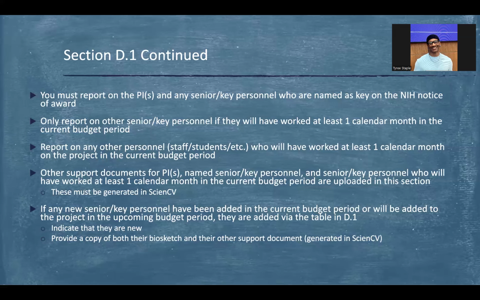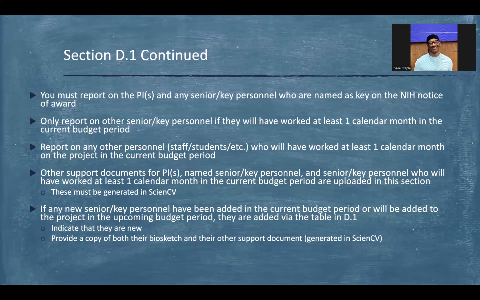So that has been a really positive change of all of this because it's creating a lot less burden with relation to collecting other support pages. A lot of senior key, like co-Is, will be like 5-7% effort. They're not contributing a ton of time. So that is a huge change, which I am a fan of. And then otherwise you'll report on any other personnel, staff, students, et cetera, who have worked at least one calendar month on the project.